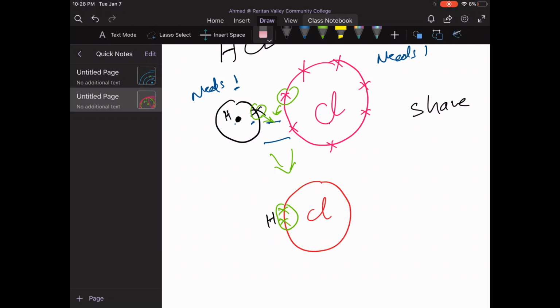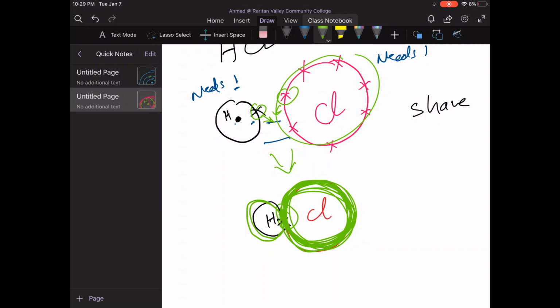What is happening is that this pair of electrons, because of the enormous size of the chlorine, is going to spend more time around the chlorine, and less time around hydrogen. Let's say every 10 rounds around the chlorine, there is 1 round around the hydrogen. Okay? Every 10 rounds around the chlorine, 1 round around the hydrogen.